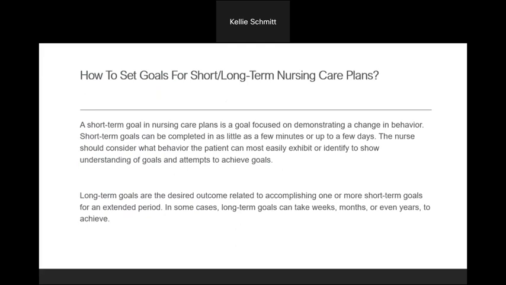A short-term goal in nursing care is a goal focused on demonstrating a change in behavior. A short-term goal needs to be completed in as little as a few minutes or up to a few days. Long-term goals are for an extended period of time, weeks, months, or years.